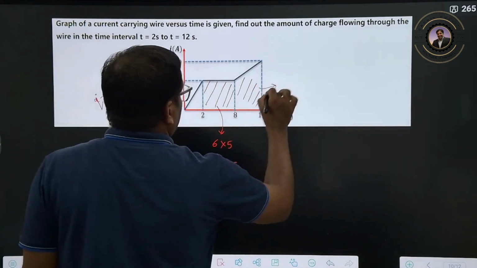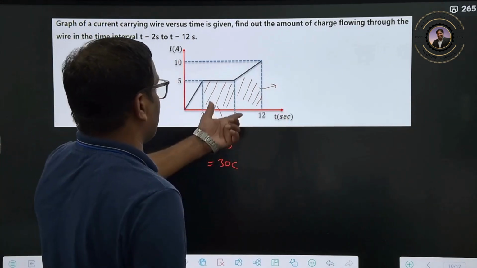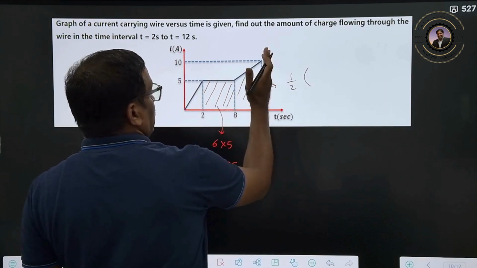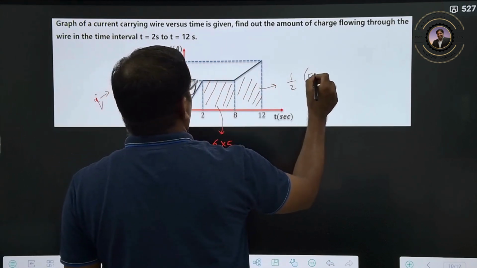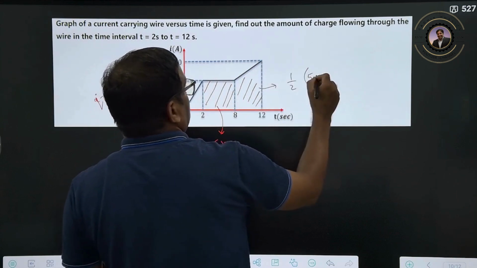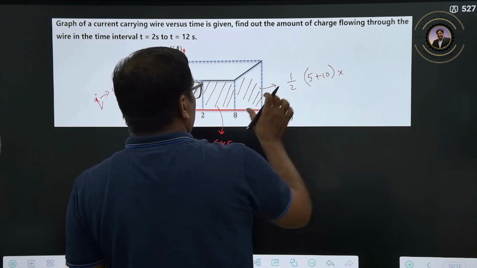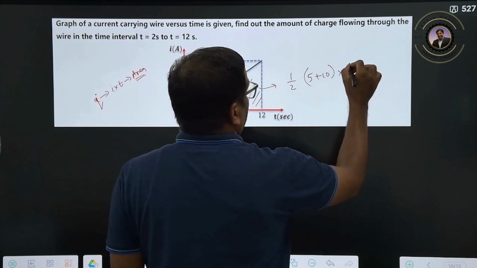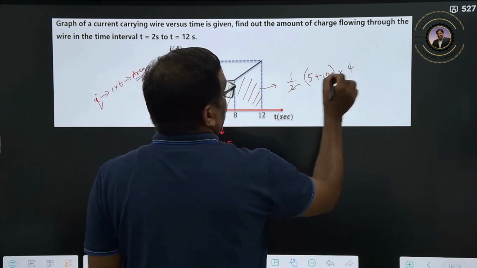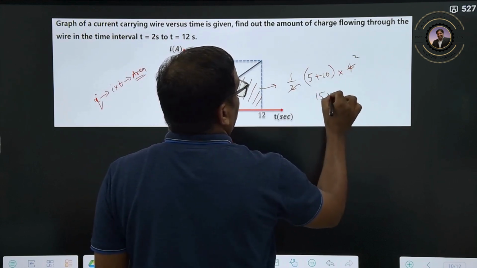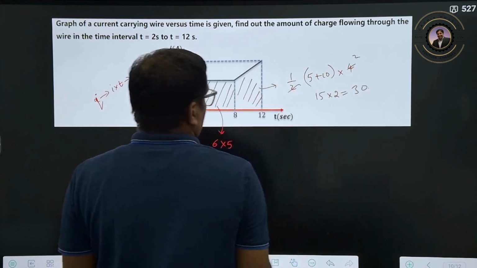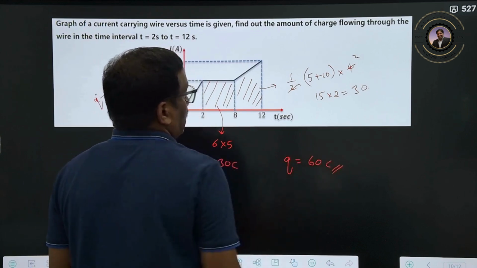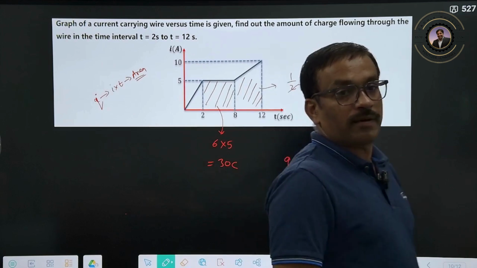And this side, it looks like a trapezium, therefore 1 by 2 into the sum of parallel sides, this is 5 plus 10, into height. So therefore height is nothing but 12 minus 8, so it is 4. 2s are therefore 15 into 2, therefore 30. So this also is 30. So total charge will be nothing but 60 coulomb. The charge is flowing here. Clear? Right?